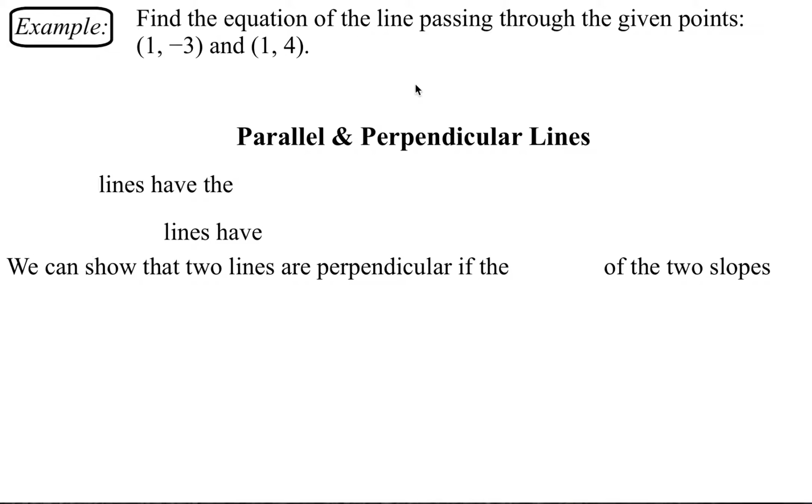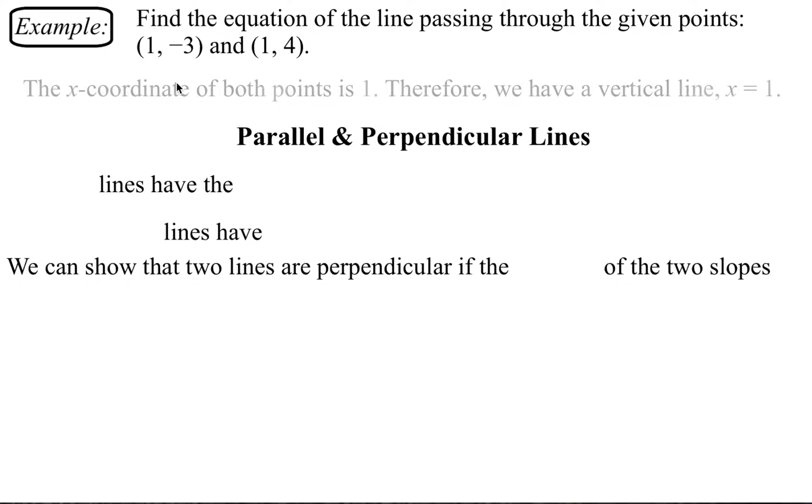Find the equation of a line passing through these 2 points. Again, we're going to use our slope formula: y minus y, so 4 minus negative 3 is 4 plus 3, over 1 minus 1. And when we're dividing by 0, that tells us it's undefined.